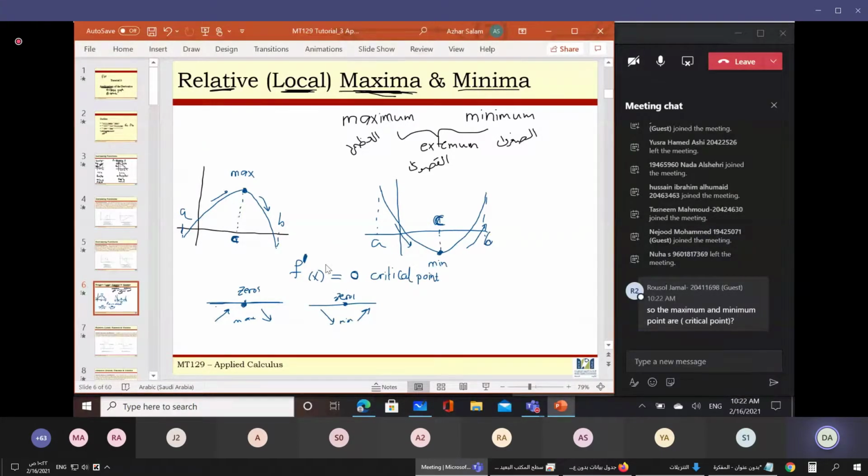Okay, how to find the maximum and minimum for a function. First you find the derivative. This is the first thing. Then the second thing, find the zeros.